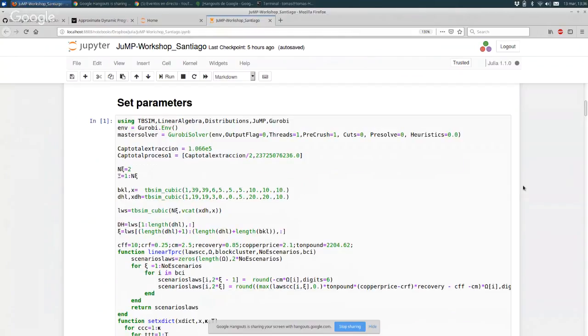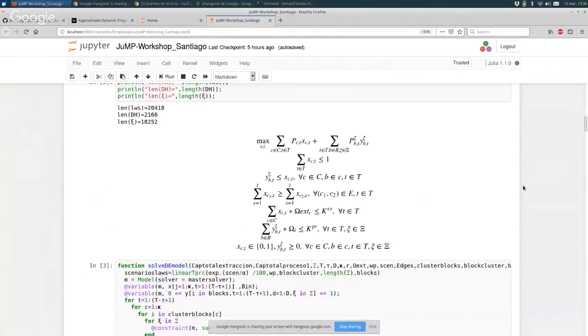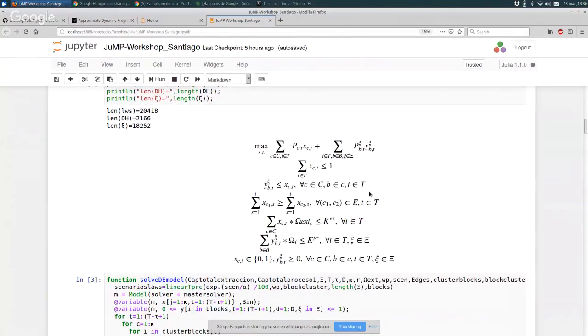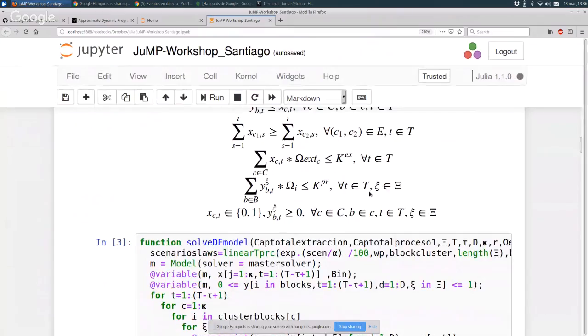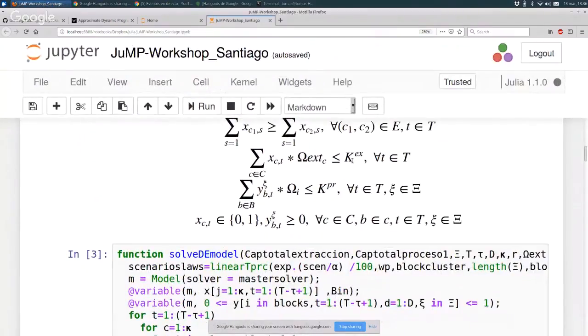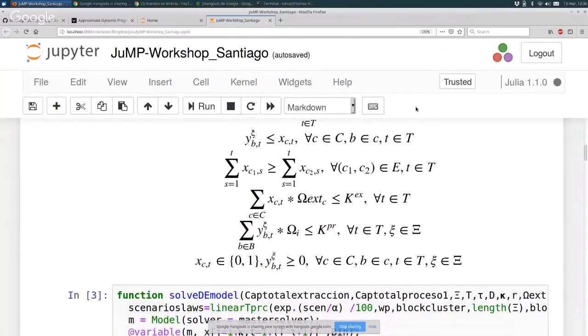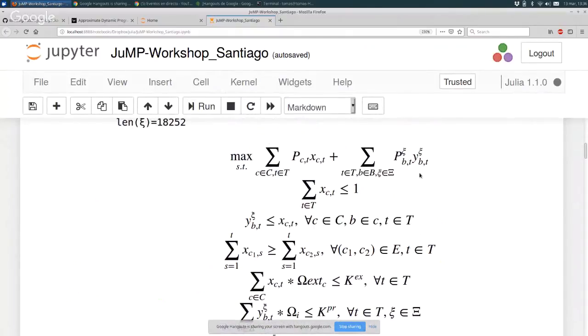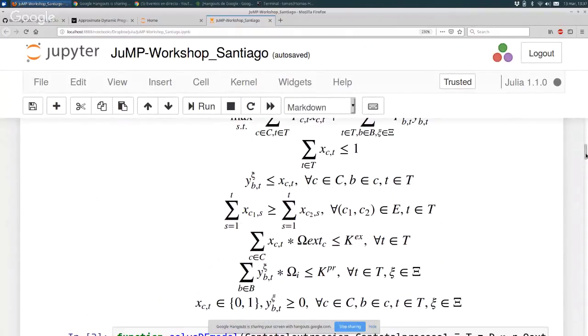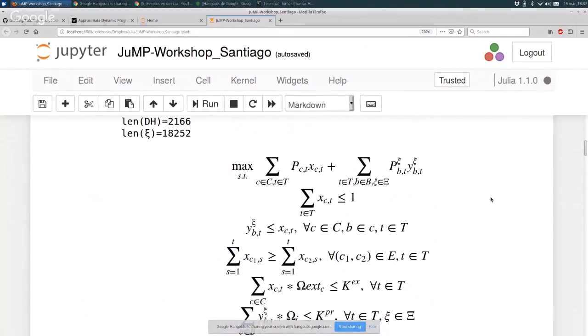Okay? So here's the model. I'm going to go through the model first. It's very simple. This is a two-stage formulation. Can you see it well? Do I zoom it a little bit? Zoom. Okay. I think that's too much. You can hide the Jupyter.